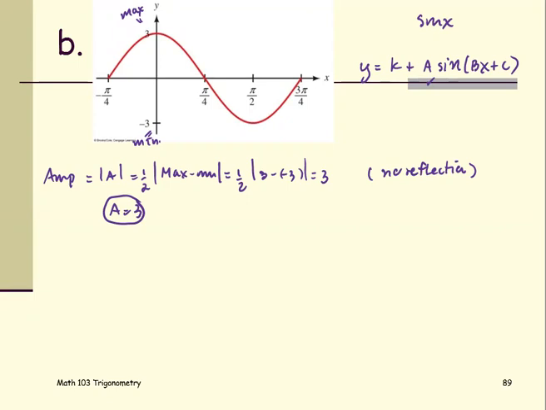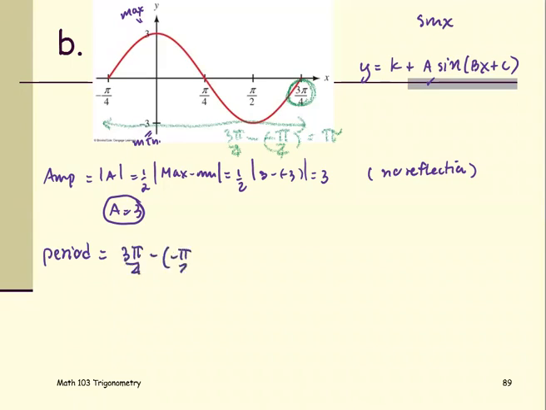Next, the value b. B is used in a formula to find the period. The period is computed by the length of the cycle, by subtracting the beginning of the cycle, which is negative pi over 4, from the right end of the cycle, which is 3 pi over 4. The right end 3 pi over 4 minus the left end, negative pi over 4, comes out to be 4 pi over 4, or just pi.